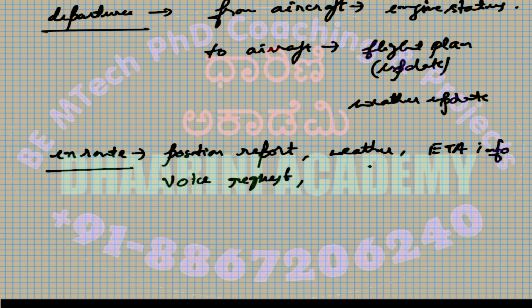Then definitely engine and maintenance reports. Engine report, which includes the maintenance part. All right. Then let's say what are the messages coming to the aircraft, right? So this is coming from ATC and ATC clearance.